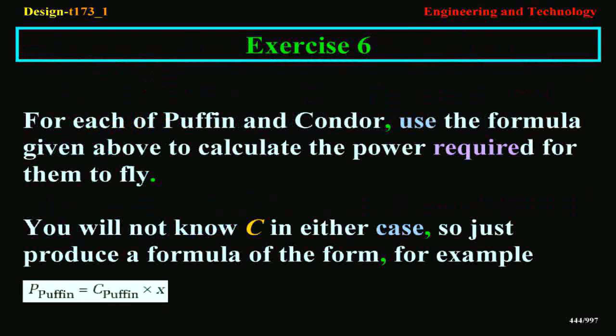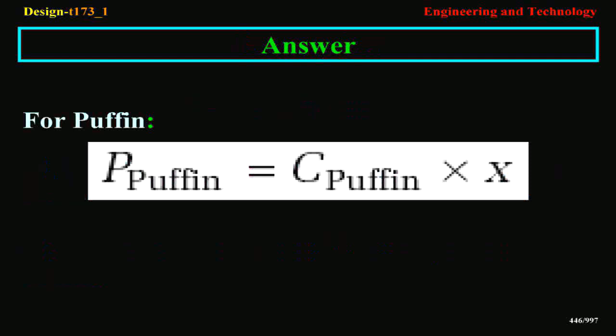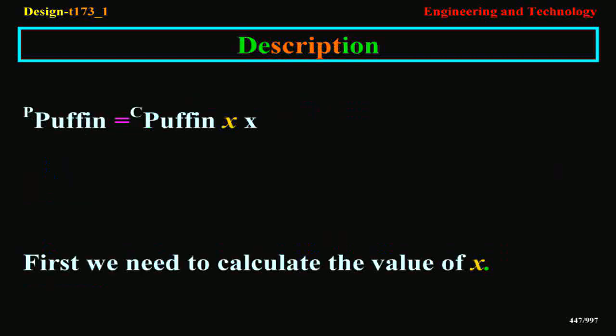For example, P_puffin = P_puffin × X, where X is the value of M³/S. In this case, for Puffin, where X is the value of M³/S. Answer: for Puffin. P_puffin = C_puffin × X.